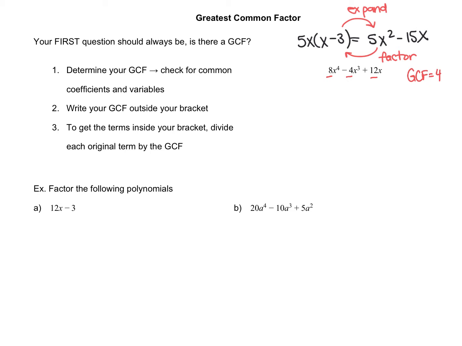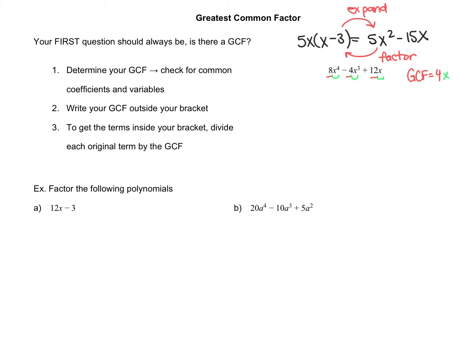Then, when we look at the variables, we have x to the 4, x to the 3, and x. They all have an x in common, but they have different exponents. We're always going to take the smallest exponent because that is the most that can be taken out of every single term. So x is the most I can take out. I can't take out an x cubed because then 12x would be stuck. It doesn't have enough x's to remove.